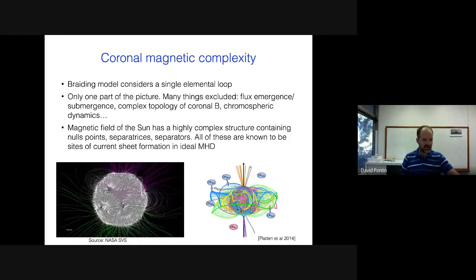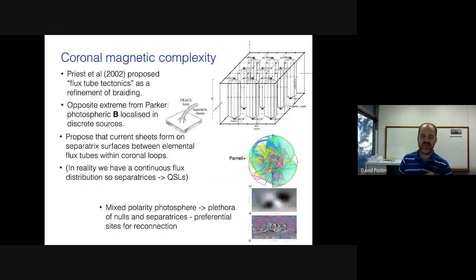All right. So in the last 1 or 2 minutes, just a couple of caveats. So the braiding model considers a single elemental loop. It can only be one part of the picture. Lots of things are excluded, like flux emergence, submergence, cancellation, and the complicated topology of the sun's magnetic field. So we know that the sun's magnetic field contains a whole array of null points and separatrices and quasi-separatrix layers, which are possible sites for the formation of current sheets.